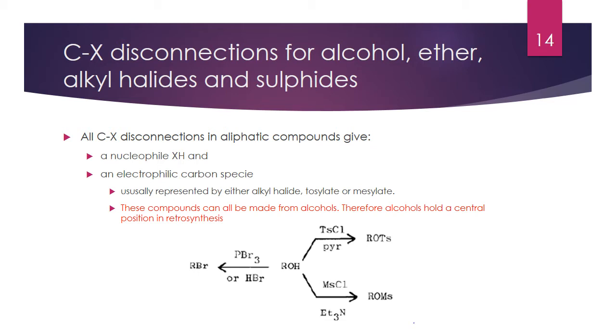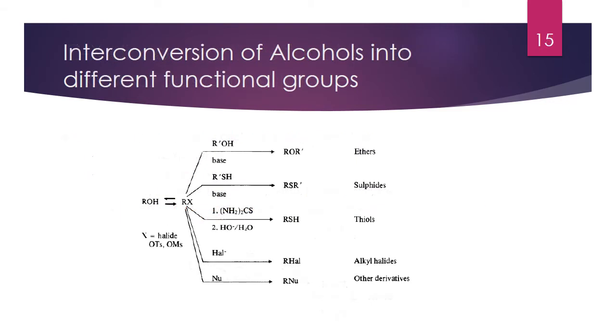And this alkyl halide, tosylate, or mesylate can be easily obtained from alcohol. For example, you can see the interconversions. By reacting an alcohol with phosphorus tribromide or HBr, we can convert alcohol into alkyl halide. By simply reacting alcohol with tosyl chloride, we can form tosylate, and by reacting alcohols with mesyl chloride in the presence of triethylamine, we can form the mesylate. Both of these meaningful entities, alkyl halide, tosylate or mesylate, can be easily obtained from alcohols. Therefore, alcohols are central to the C-X bond.